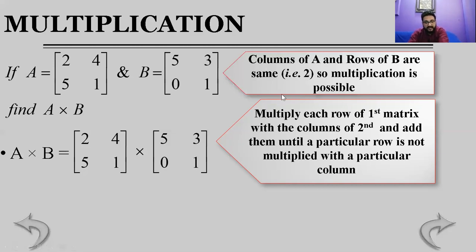So again, I repeat it again. Multiply each row of first matrix. First row of A is 2, 4. Second row of A is 5, 1. Multiplied with the columns of the second matrix, B. So it could be first row multiplied by first column, first row multiplied by second column, and the second row multiplied by first column, and the second row multiplied by second column.